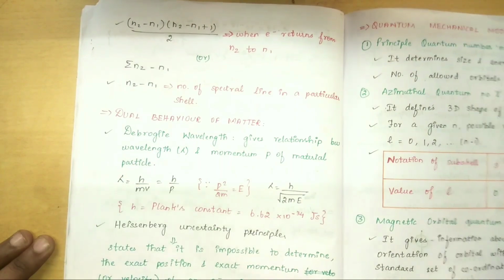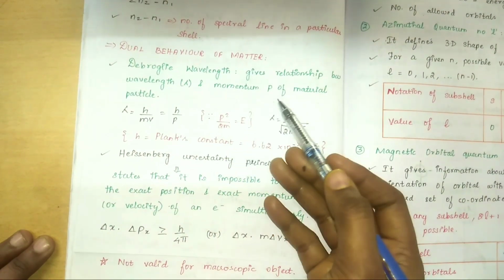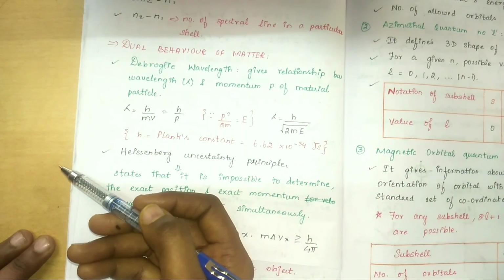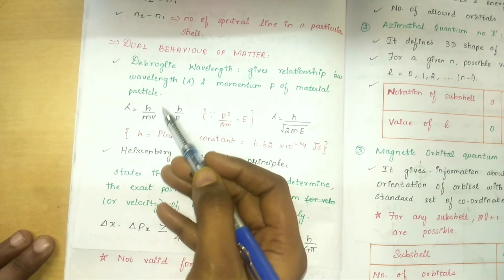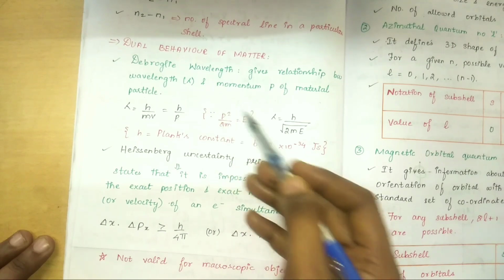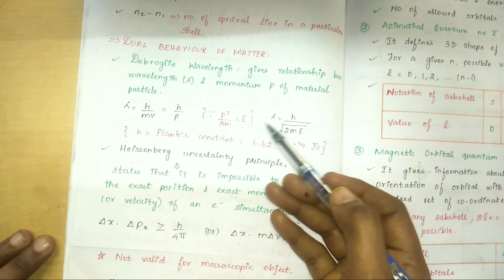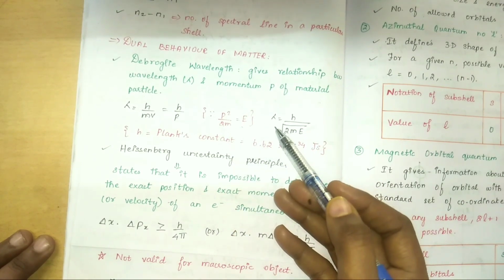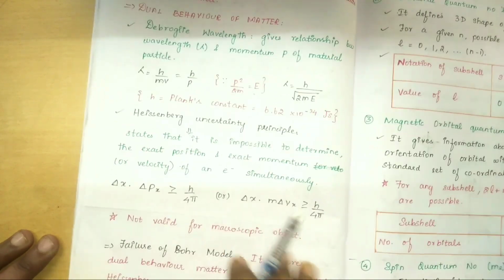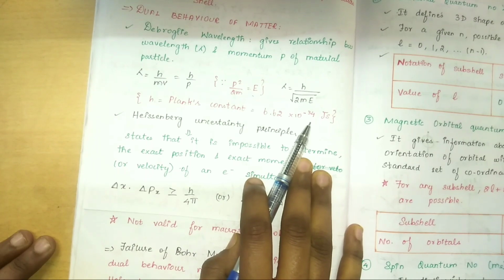This is the formula. Then dual behavior of matter. De Broglie wavelength gives the relationship between the wavelength and the momentum of a material particle, which is lambda equal to h by mv, or mv means p, momentum, so h by p. We know that p square by 2m is equal to kinetic energy. If you apply for p here, lambda becomes h, which is Planck's constant, divided by root of 2m into E. We know Planck's constant value is 6.62 into 10 power minus 34 joule second.